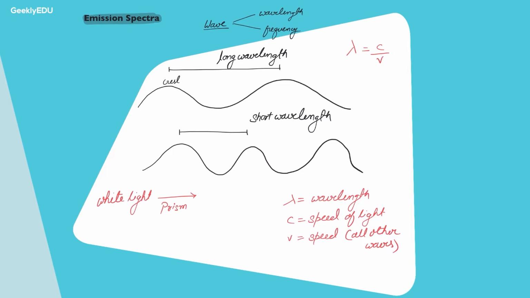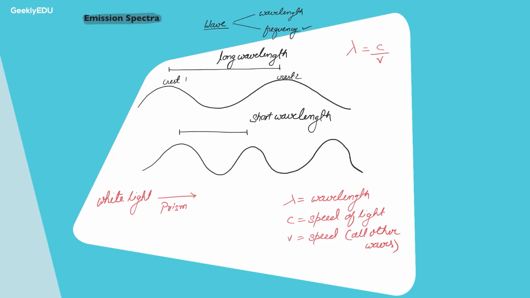So this is crest number one, crest number two, and the distance between those can be called a wavelength. Now, how many times you can have these crests in a particular interval of time, let's say a second? That counts for frequency.